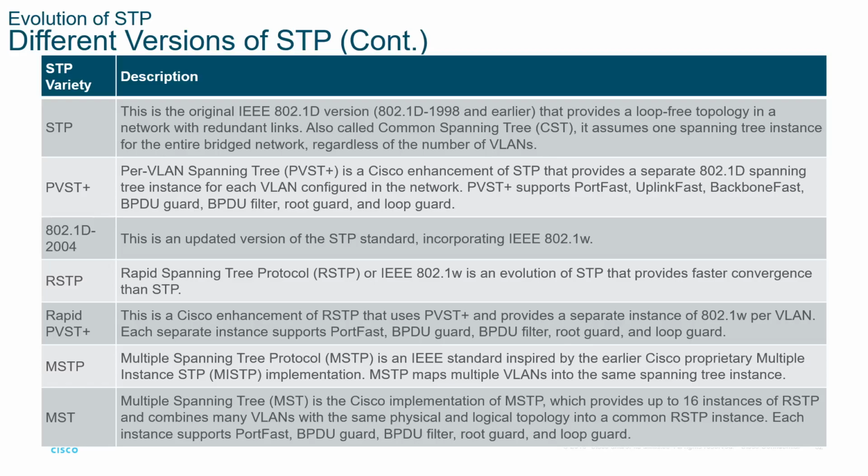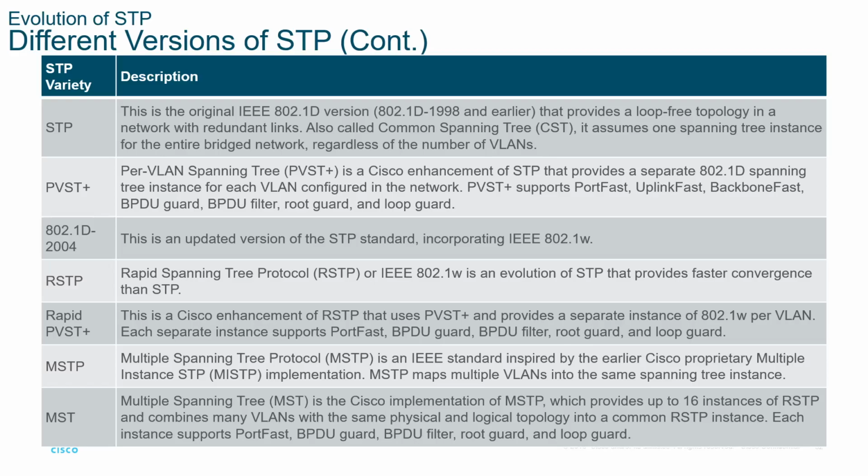We also have MSTP, the Multiple Spanning Tree Protocol, which is an IEEE standard inspired by the earlier Cisco proprietary Multiple Instance STP, or MISTP. MSTP basically maps multiple VLANs into the same spanning tree instance. This spanning tree instance is basically a group of VLANs that we can create. Once we create this group, we can assign VLANs to a certain group, and we can have a topology per group instead of per VLAN.